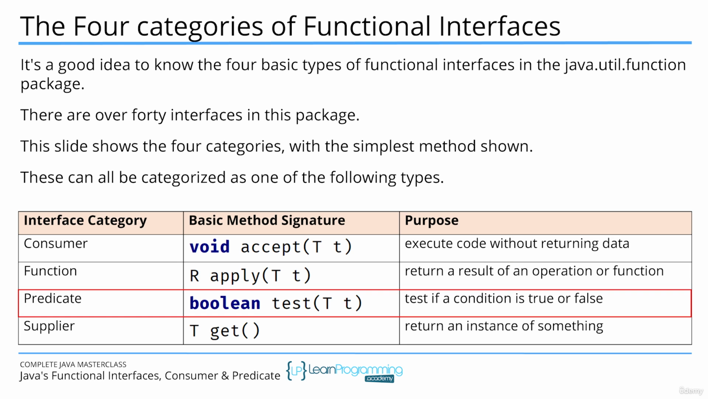Predicate interfaces are used to test a condition and take one or two arguments, again of various types, and always return a Boolean result. Supplier interfaces are different because they take no arguments, but return an object, which can be various types. Supplier interfaces are used to return an instance of something. A factory method might be a good lambda expression for this type of interface.